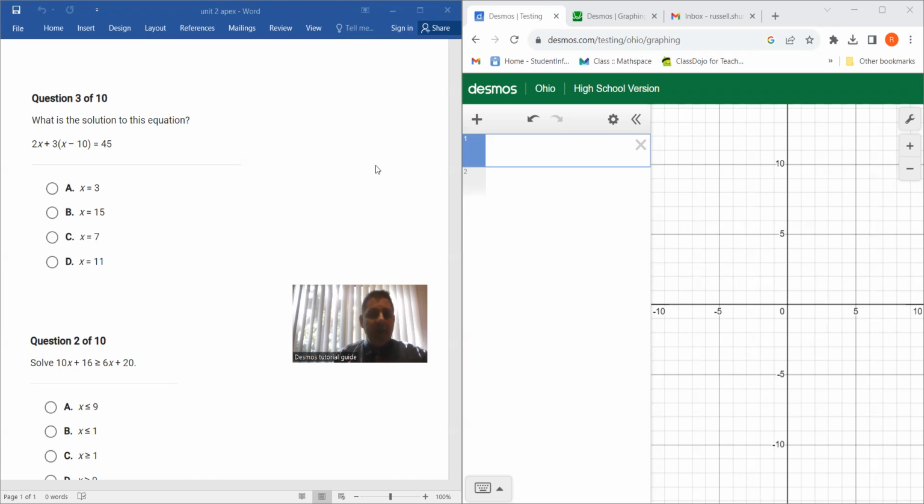Let's show you a couple things again, how we can use Desmos to get you through some of the stickier points of Unit 2. So you're going to be asked to solve multi-step equations. And again, it's good to know exactly how this works.